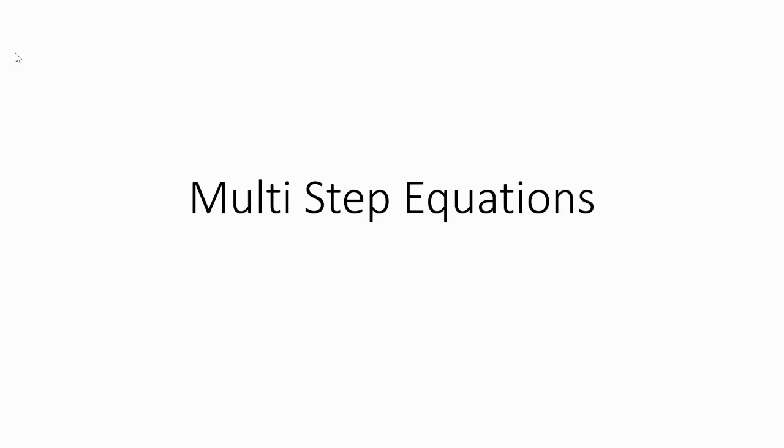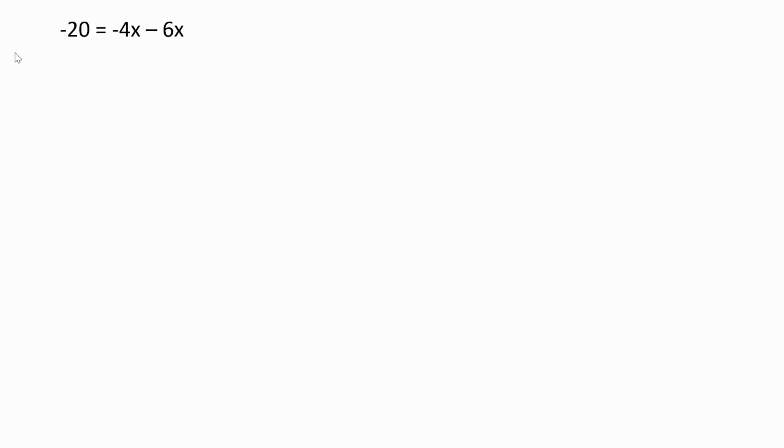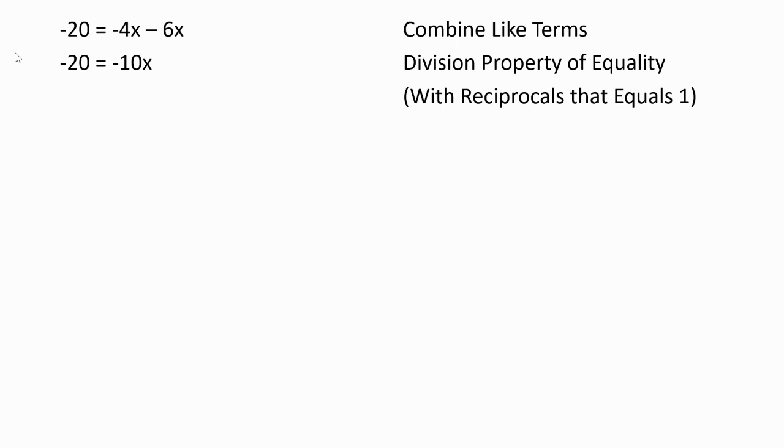Let's look at some multi-step equations, this time with variables on both sides of the equal sign. So let's start with some regular, simple multi-step equations. First thing I'm going to do is simplify the right-hand side. I'm going to combine like terms. All right, so I get negative 10x. Now I'm going to divide both sides by negative 10 using the division property of equality. And I get that to equal 1, and then x equals 2.